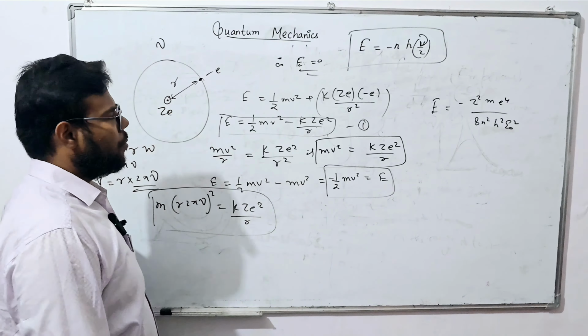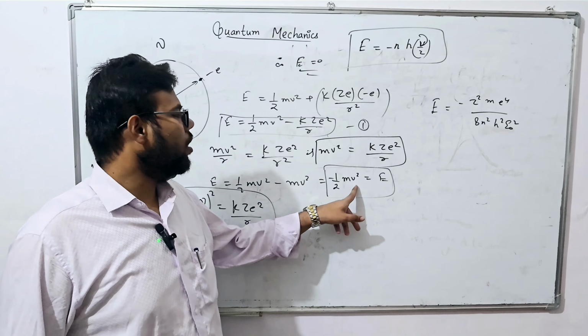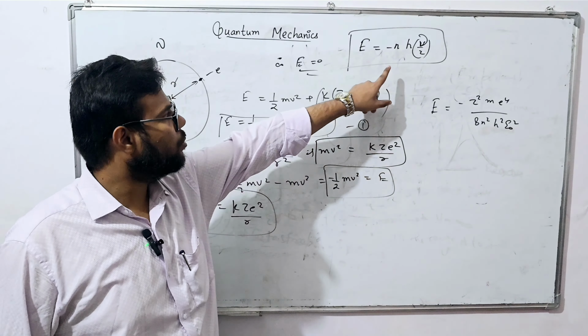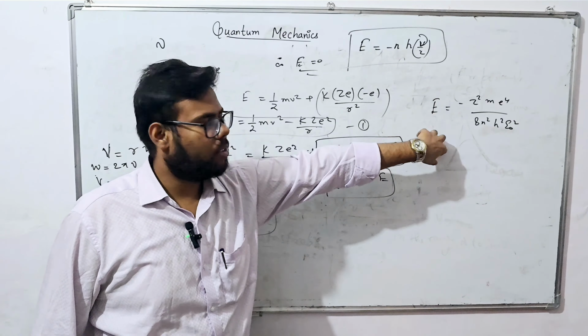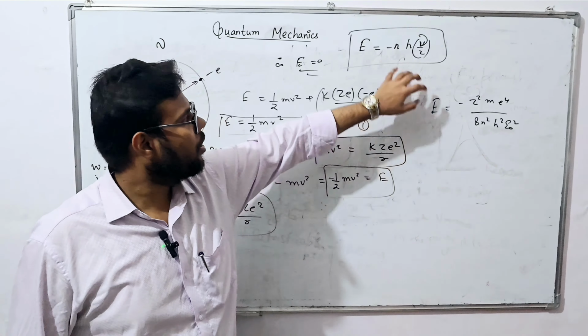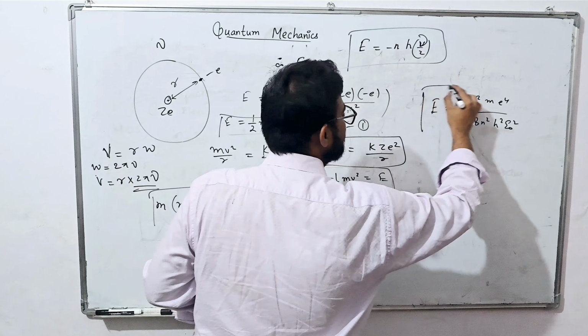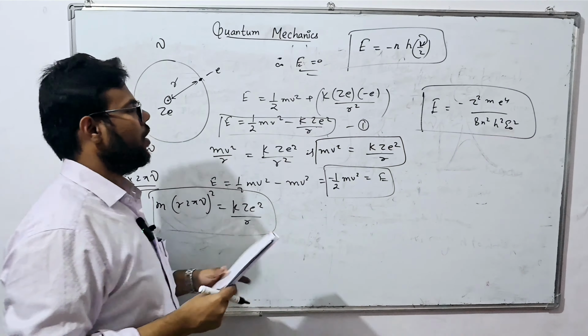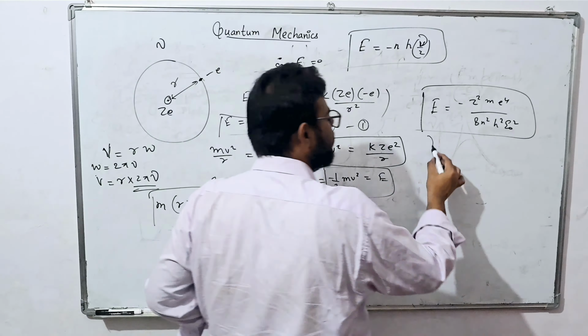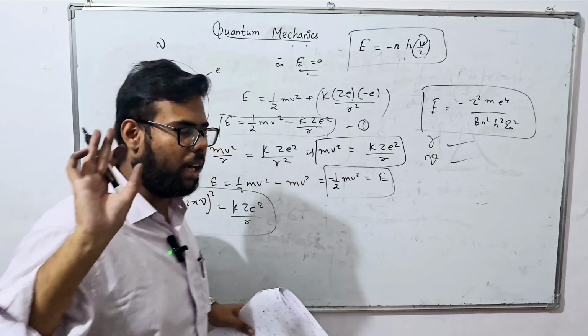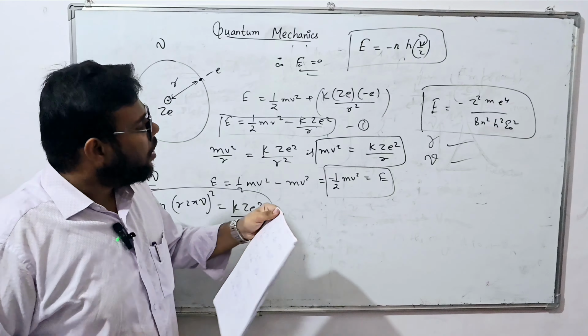Basically you have to eliminate v, r and nu to get this relation. n is the orbit number over here. So this is how the concept of energy came from this, and from that you can calculate r, and you can calculate the velocity and whatever things you want to calculate.